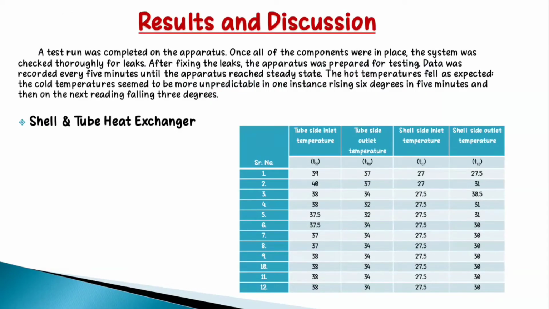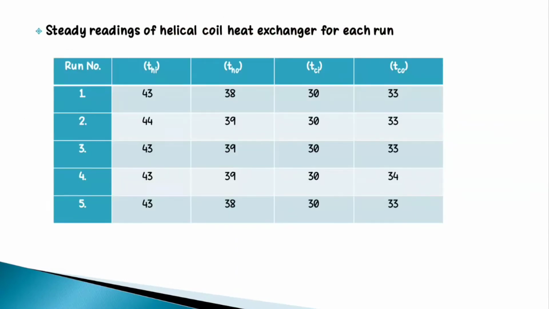Results and discussion. A test run was completed on the apparatus. Once all the components were in place, the system was checked thoroughly for leaks. After fixing the leaks, the apparatus was prepared for testing. Data was recorded every 5 minutes until the apparatus reached steady state. The hot temperatures fell as expected. The cold temperatures seemed to be more unpredictable, in one instance rising 6 degrees in 5 minutes and then on the next reading falling 3 degrees. For each run, we got steady readings of the helical coil heat exchanger.